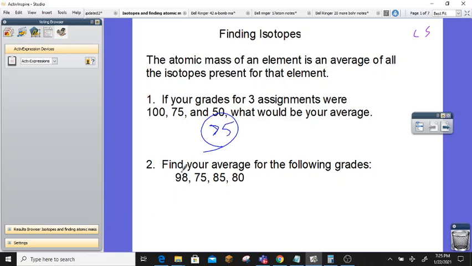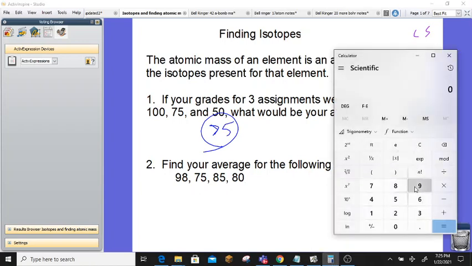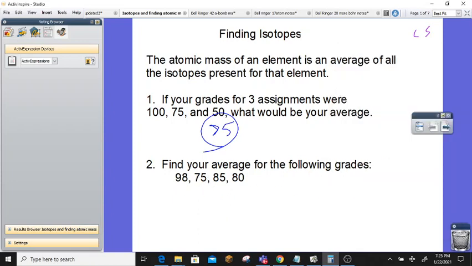Well, let's look at the next one. What would your average be if you had these grades? 98 plus 75 plus 85 plus 80, 338 divided by 2. Oh, that's not right. Divided by 4. There's 4 numbers. 1, 2, 3, 4. 84.5. Notice that sometimes when you do averages, you're going to get a decimal. It's not going to be a nice whole number all the time. You're going to get a decimal, right?